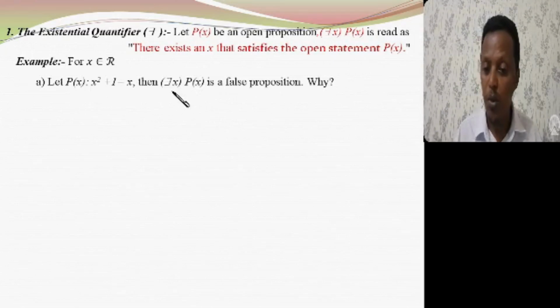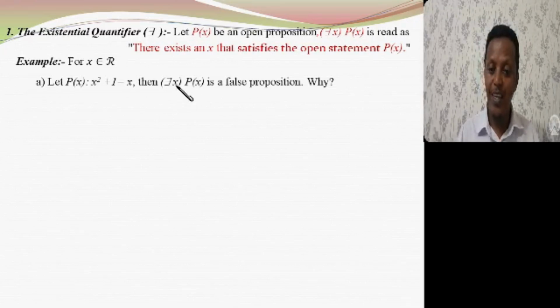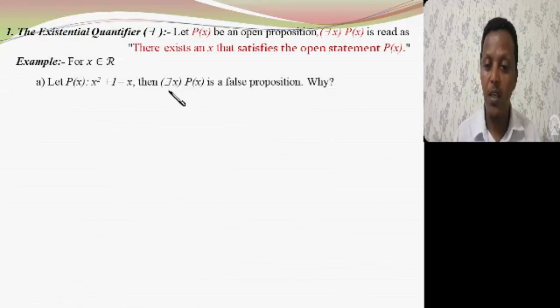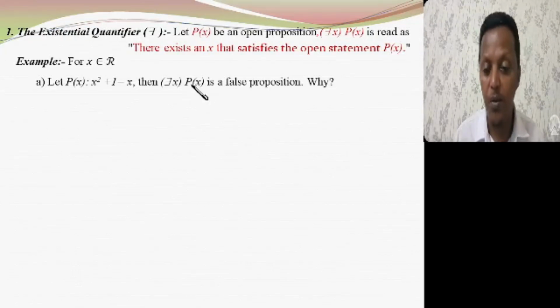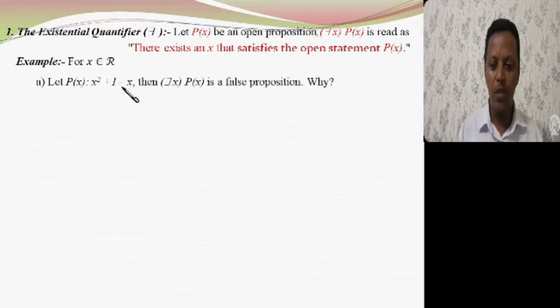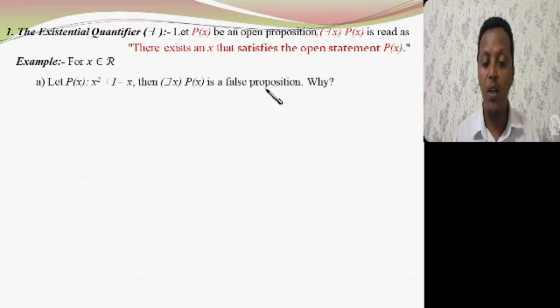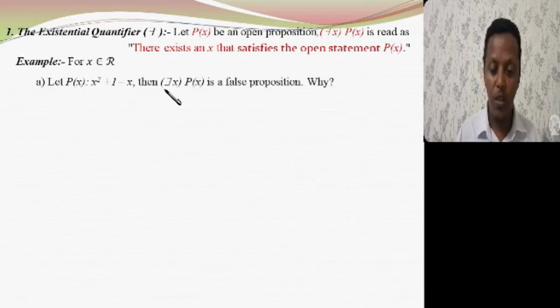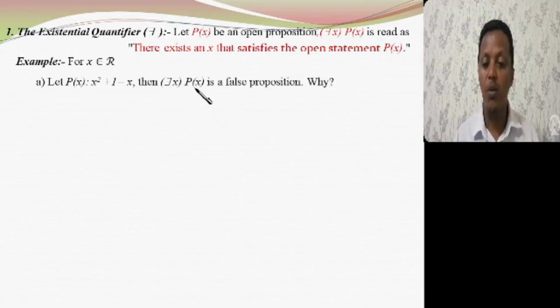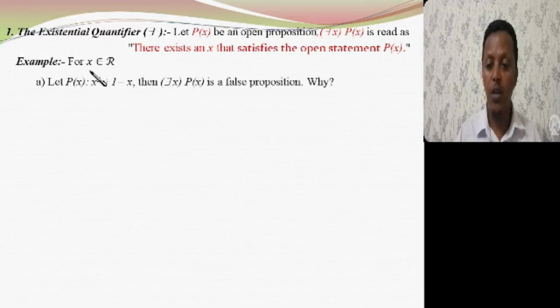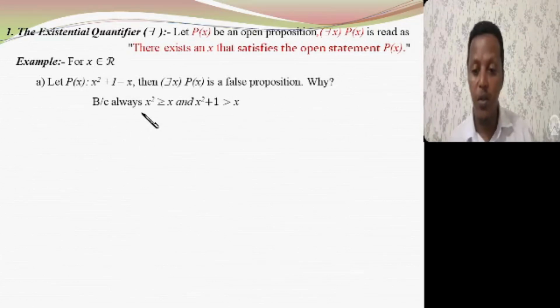It is a false proposition because it means there exists at least one real number x that satisfies the property of P. We don't have a real number that satisfies this equation. So there exists x, P of x is a false proposition. That means we convert an open statement into a false statement by attaching the existential quantifier to the given open statement.